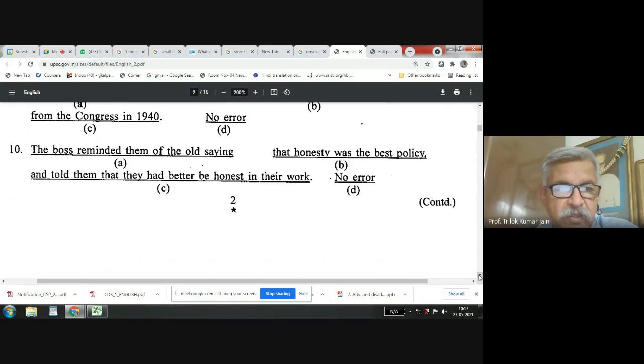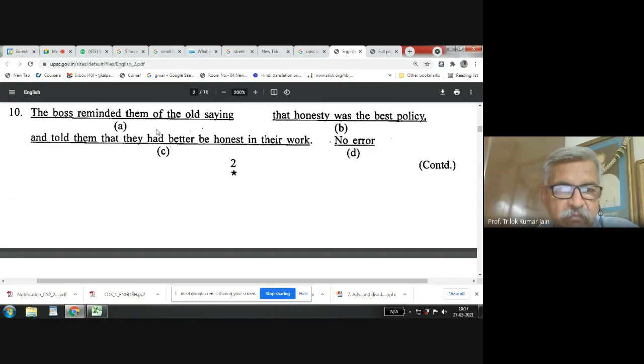Next, the boss reminded them of the old saying that honesty was the best policy. Honesty is the best policy. You cannot put was. This is a universal truth. Honesty is the best policy. We cannot put was. This is the mistake. Answer is B.